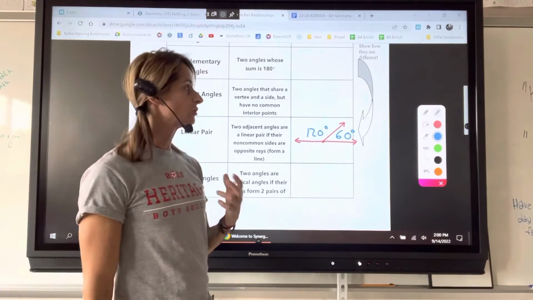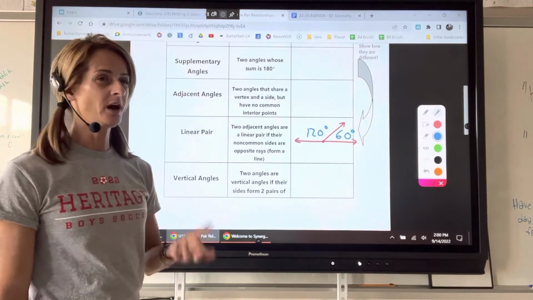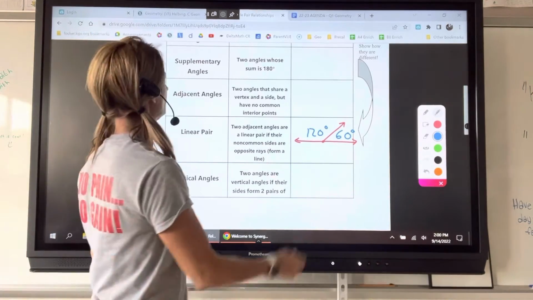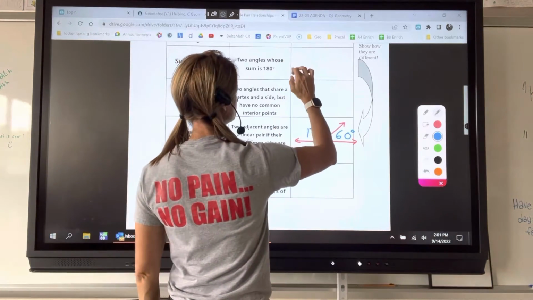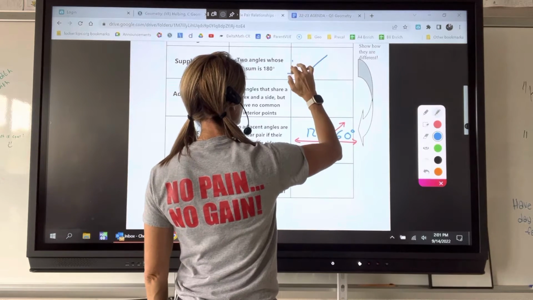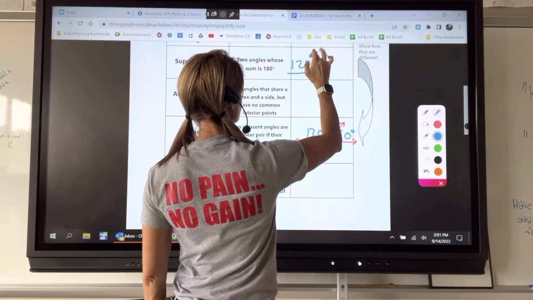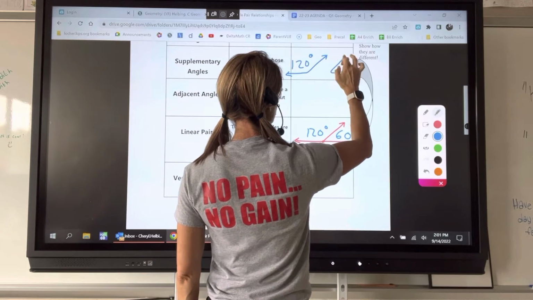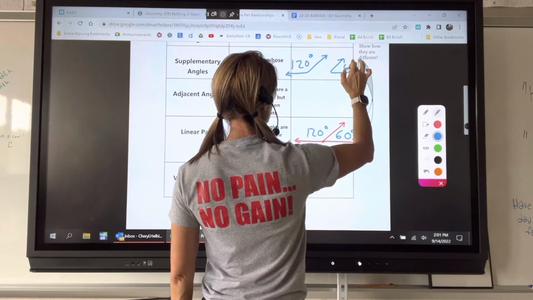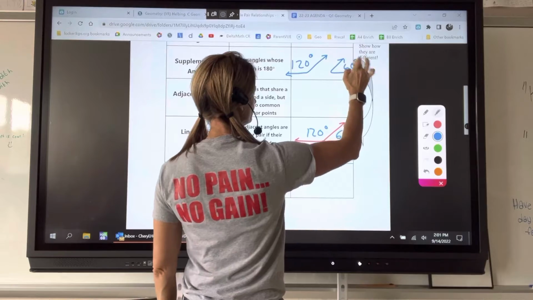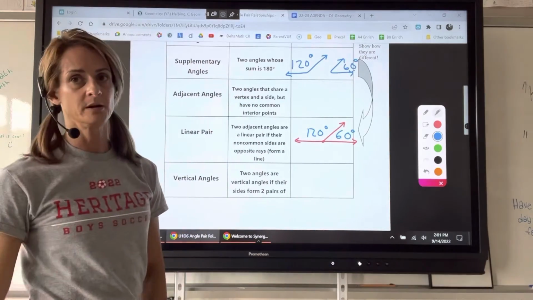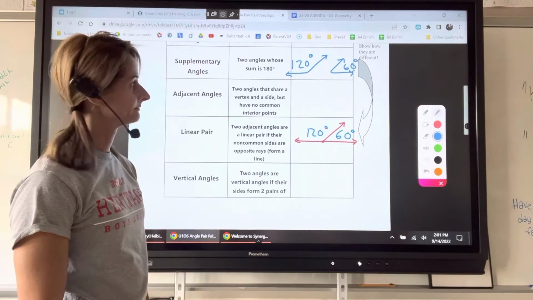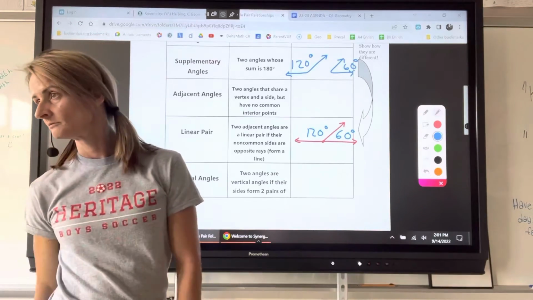So if I want to draw supplementary angles that are not a linear pair, I have to just separate them somehow. So maybe I would draw one like this, 120. And then one like this, 60. Those angles are supplementary, but they're not a linear pair. How are we doing? All vocab.